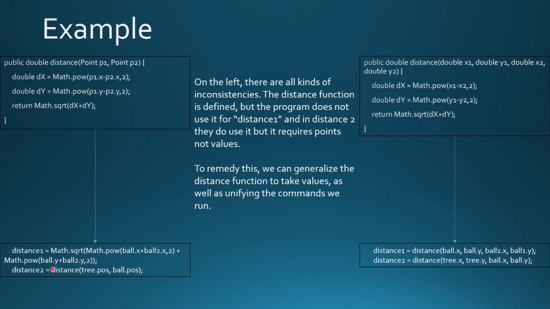This, you can see, it's really confusing. Why do they have this here for distance? Why do they have this here for distance 2? What you should do instead is set this distance function to take an x value, a y value, an x value, a y value. So you can do something really simply, and you can do the distance between ball 1 and ball 2, but just their values.